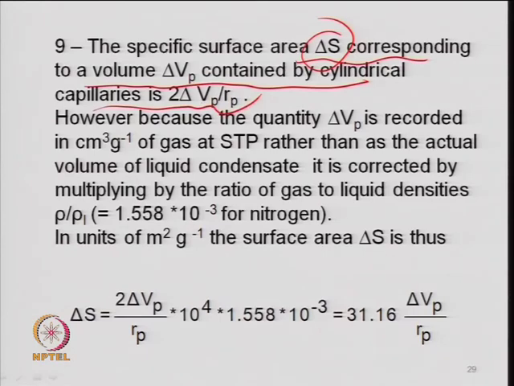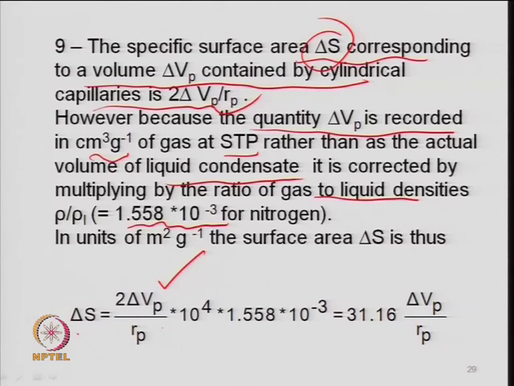So, that is known to you, but since there is a quantity delta V p which is reported in centimeter cube per gram of the gas at STP rather than actual volume of liquid condensate, it is corrected by multiplying by the ratio of gas to liquid density, rho by rho L. So, you can convert very easily from one condition of temperature and pressure to the liquid condensate, because the condensation is at minus 196 degree centigrade, whereas the gas volume which you are calculating is at standard condition of temperature and pressure. By using P V is equal to nRT, or P 1 V 1 over T 1 is equal to P 2 V 2 over T 2, that will be simply a ratio of the density of the gas divided by the density of the liquid. Liquid nitrogen density I said is roughly 0.8 gram per centimeter cube, and gas density you can calculate as P upon R T. The order of magnitude comes roughly 1.6 into 10 to the minus 3 for the case of nitrogen. So, you can very easily correct the volume.